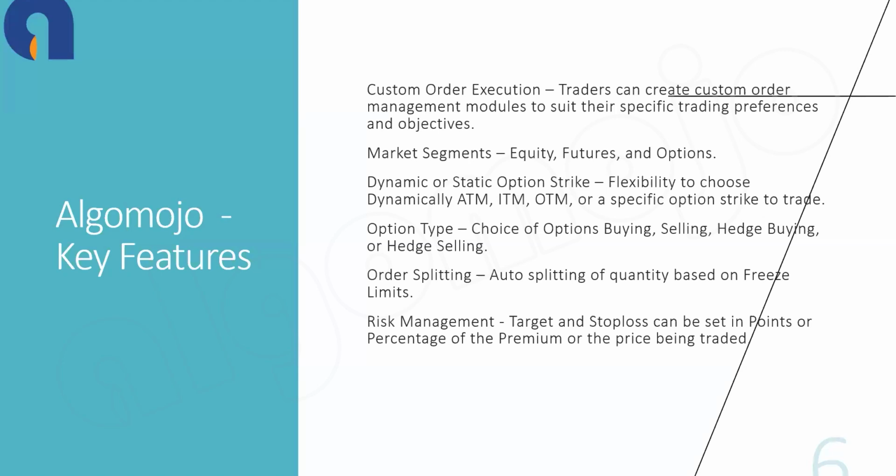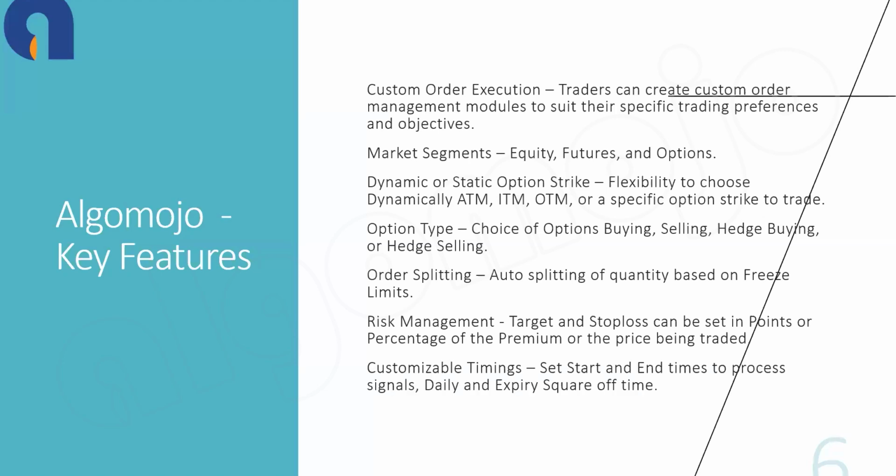Or you can set it in terms of percentage also, percentage of either the futures or the option premium. Suppose you've taken a position at an option premium of say 100 rupees and you set the target as 10% and stop loss as 5%. Then as soon as the premium reaches 110 points or say 95 points, the position will be executed or it will be closed for you.